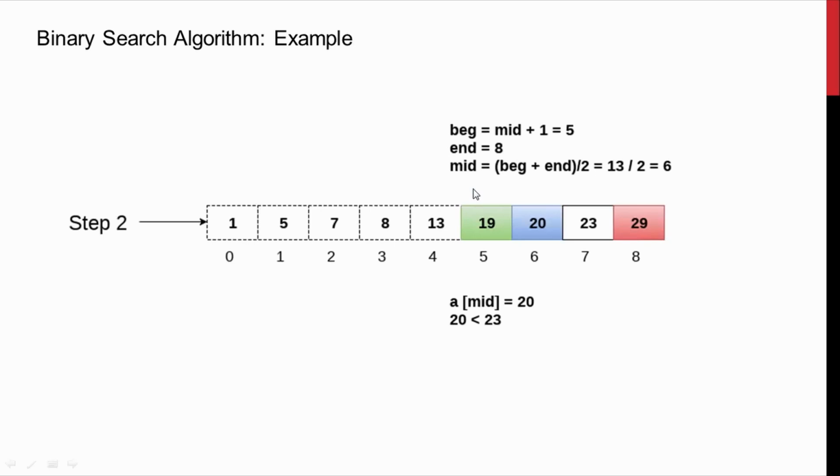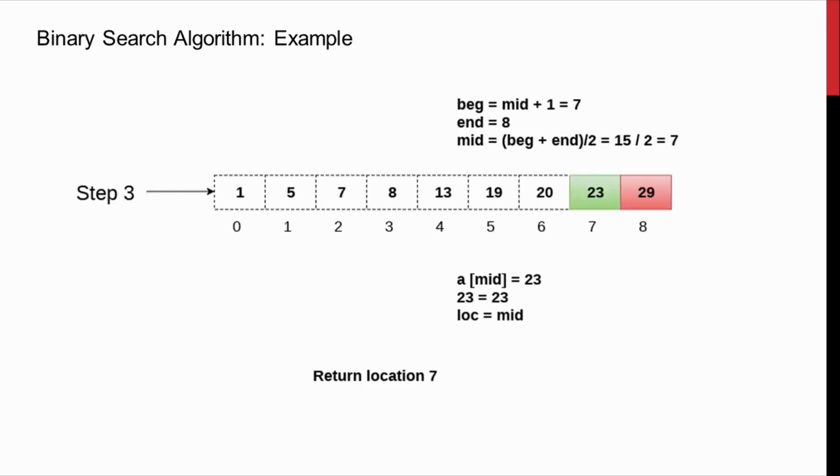In the second step, since we know the element is in the second half of the array, we again calculate the beginning and mid. Beginning is mid + 1, that is 5, end is 8, and mid is 13 divided by 2, which is 6. So A of 6 is 20. Now 20 again is less than 23, the key value, which means the key value is in the second half of this mid value.